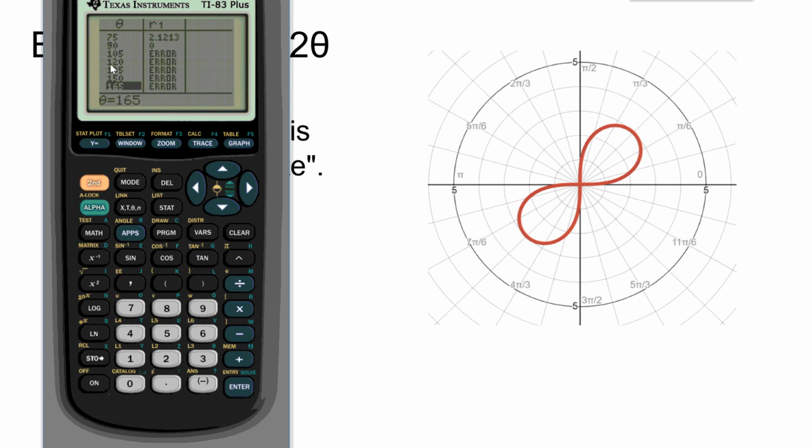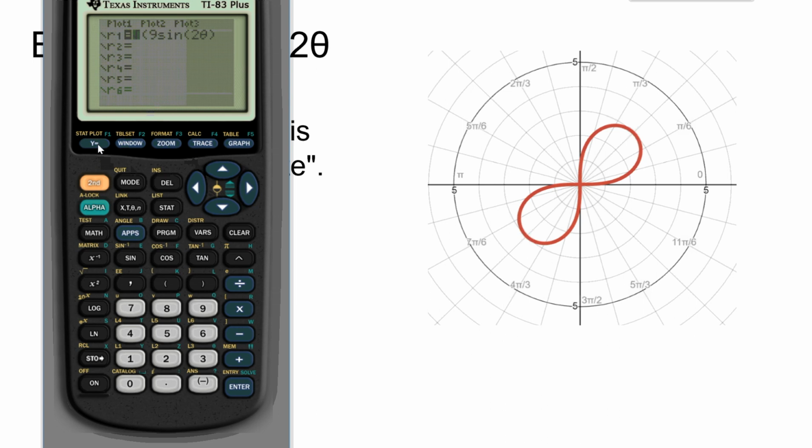So there's no points graphed between 90 and 180, and then it picks back up again. So there's nothing graphed here, and then you get a bunch of points between 180 and 270. And so this is why it's a little different than the rose curve, because we're square rooting and we're eliminating some of those petals, I guess.